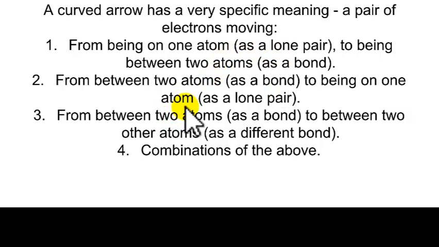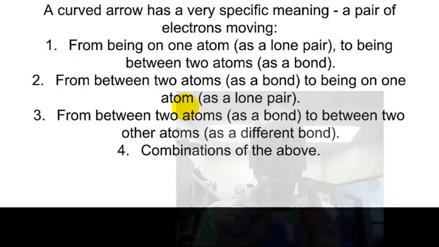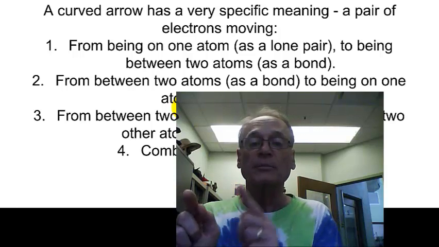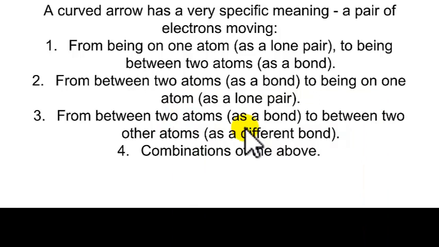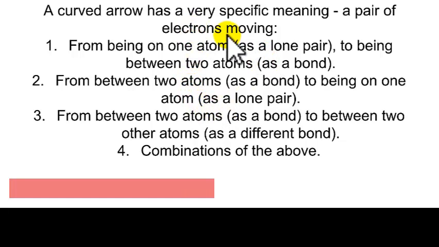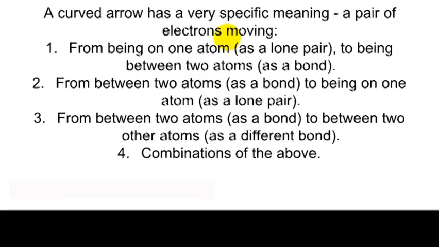Or a pair of electrons can move from between two atoms to between two other atoms, so breaking a bond here and making a bond over here. So a bond becomes a different bond. Or combinations of the above, in that in some individual mechanism steps you may have two pairs of electrons moving at the same time, or three pairs of electrons moving at the same time. So it can become a little bit complicated, and that's where using curved arrows can be very useful to keep track of what electrons are moving where in a mechanism step.